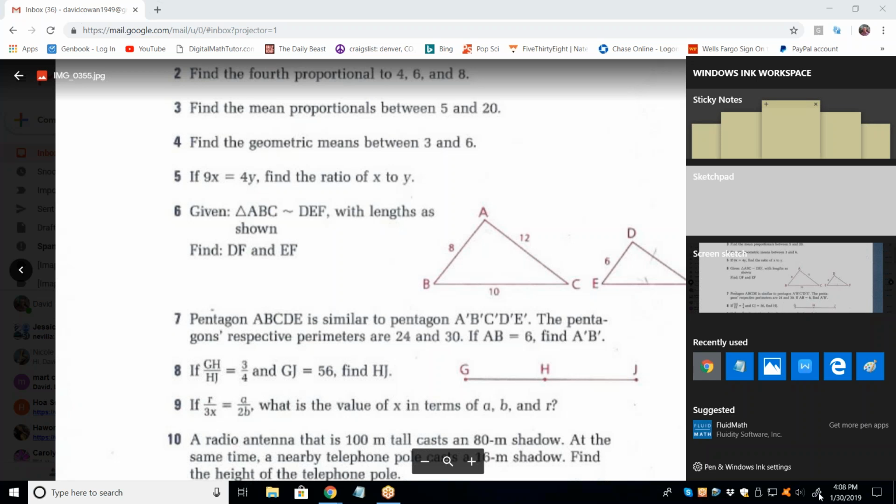All right, let's look at number 2. Find the fourth proportional to 4, 6, and 8. I have no idea what that means. I suspect it might be related to question 1. What does question 1 say? Identify the means and extremes in the proportion A/B equals C/D.